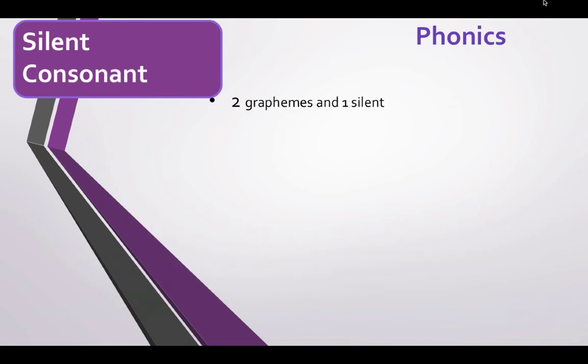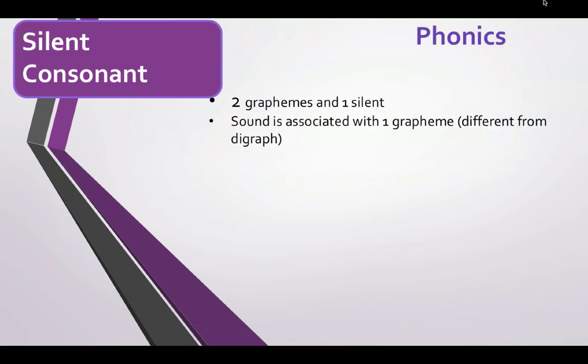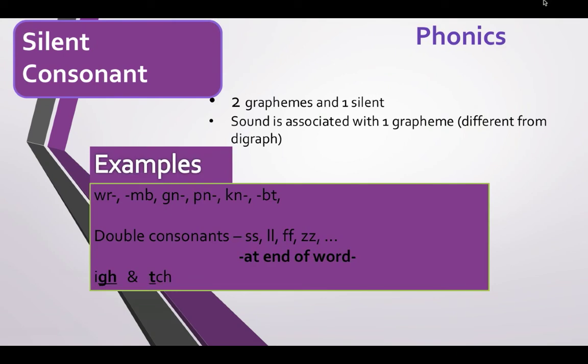The silent consonant, we've got two graphemes, two letters, and one of them is silent. So the sound is associated with one of the graphemes, but it's not a digraph because one of the graphemes is not pronounced. So there's various types of silent consonants. Some are at the beginning of the word, some are at the end. Double consonants at the end of the word would be considered a silent consonant.